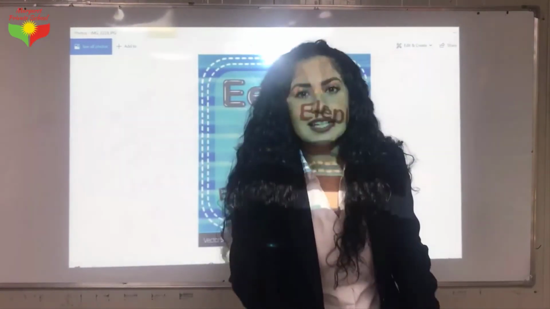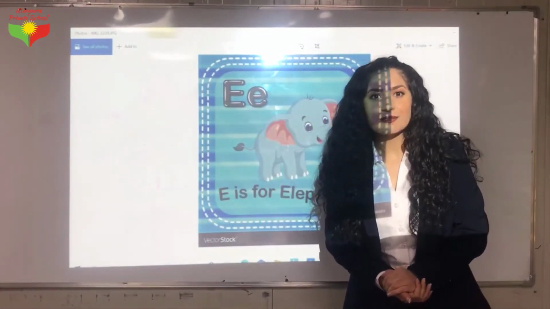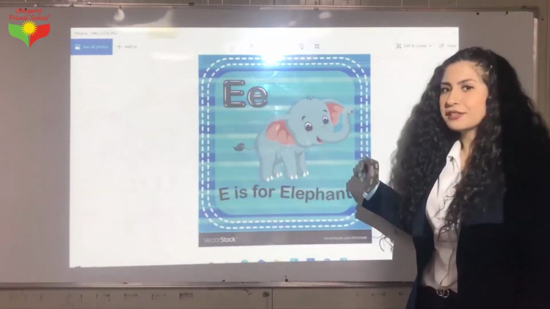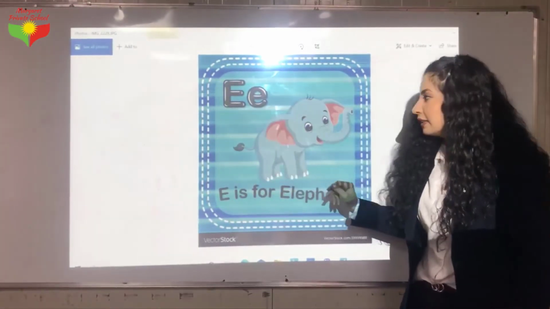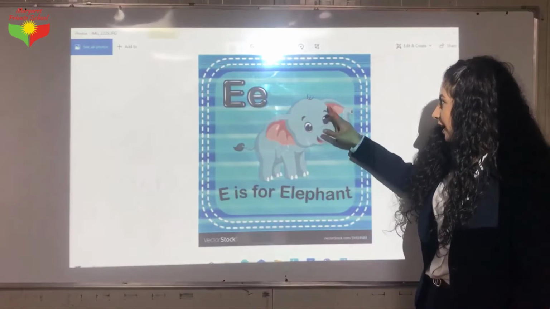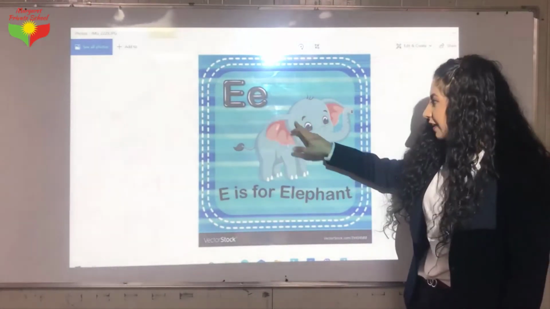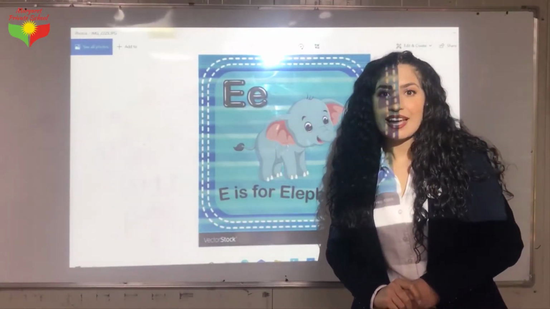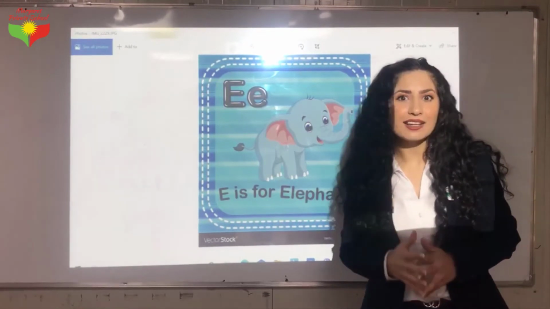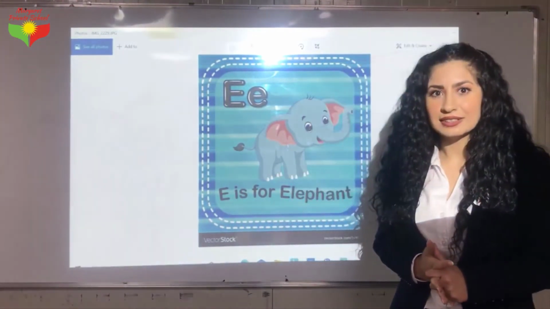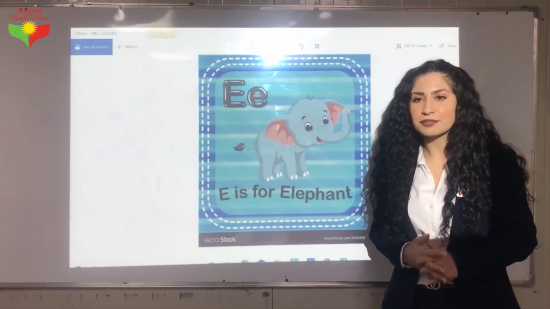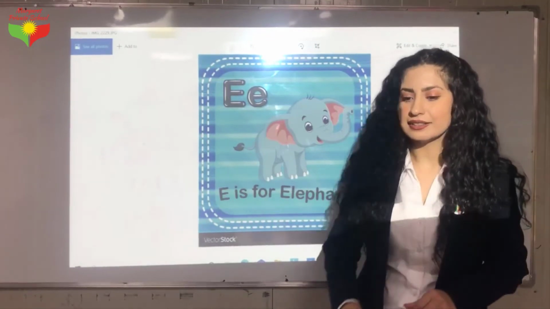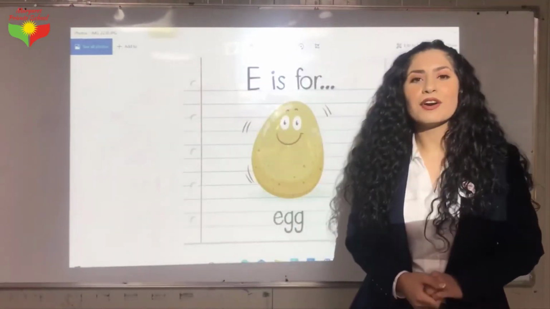Another one. Letter E again. E is for elephant. Elephant means feel. What color is this elephant? It is gray and it has two big ears. Do you like an elephant? Excellent. You can say, I like an elephant. Okay, now repeat after me. Elephant. Excellent.